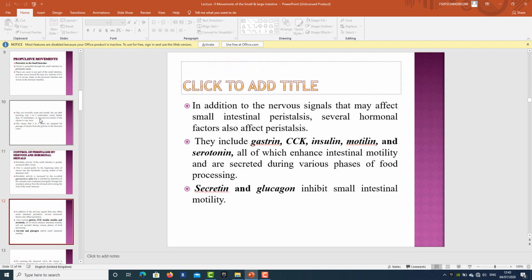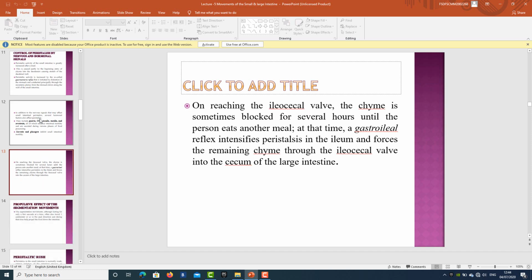In addition to the nervous signals that may affect small intestinal peristalsis, several hormonal factors also affect the peristalsis. And what are they? They are different hormones like gastrin, cholecystokinin, insulin, motilin, serotonin, all of which enhance the intestinal motility and are secreted during the various phases of food processing. Secretin and glucagon inhibit small intestinal motility.